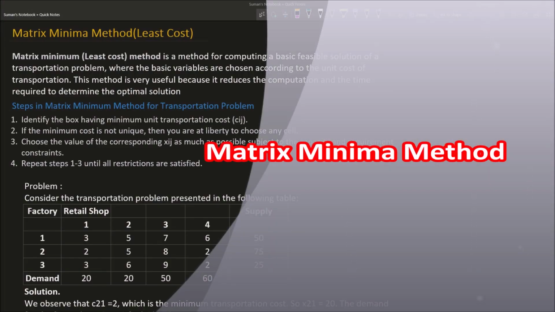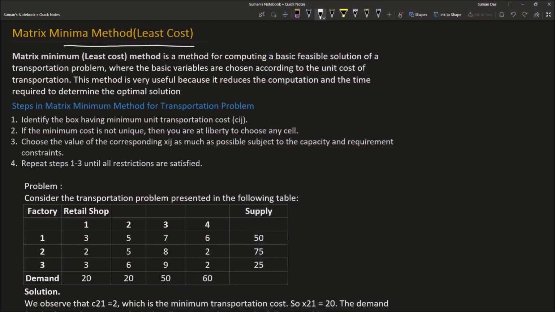Today our topic is the matrix minima method, or the least cost method. The matrix minima method is a method for computing a basic feasible solution of a transportation problem, where the basic variables are chosen according to the unit cost of transportation. This method is very useful because it reduces the computation and the time required to determine the optimal solution.